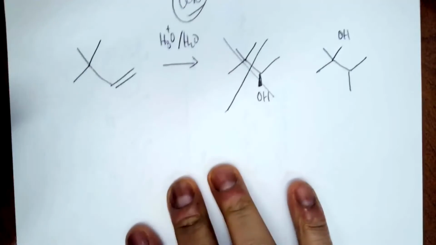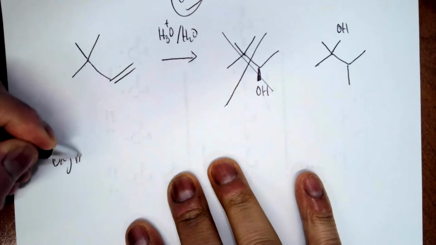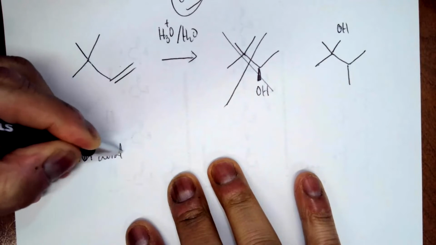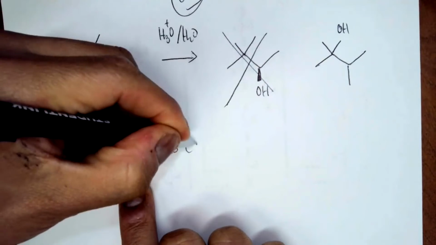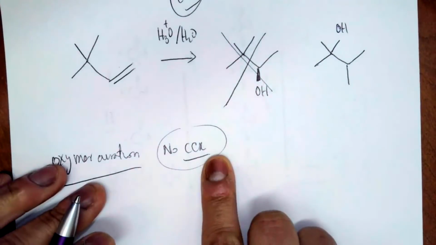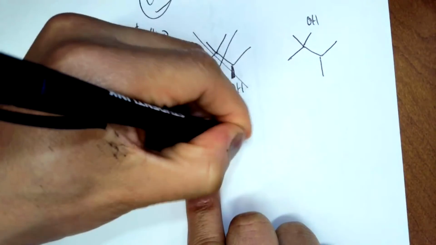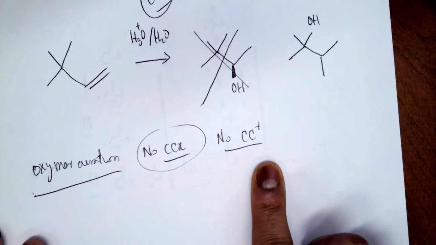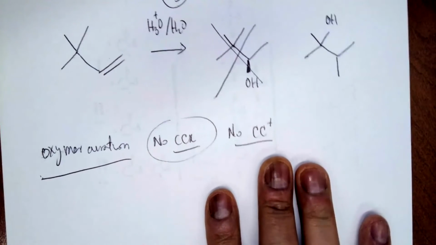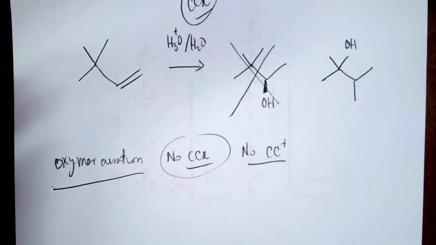What you are going to do is oxymercuration. In oxymercuration, there is no CCR. That's great. If there is no CCR, that means there is no carbocation. How come you have no carbocation? Because you use mercury as an intermediate, as a mediator. Mercury is the one that's going to get sacrificed. That's why the reaction is called oxymercuration, because you use mercury.